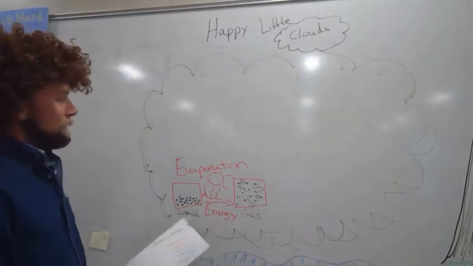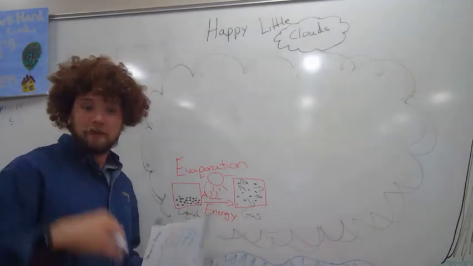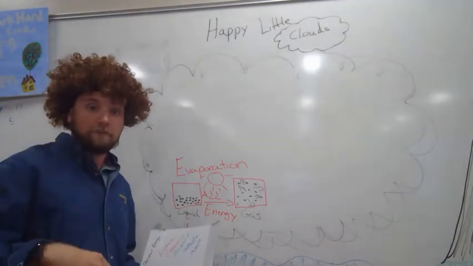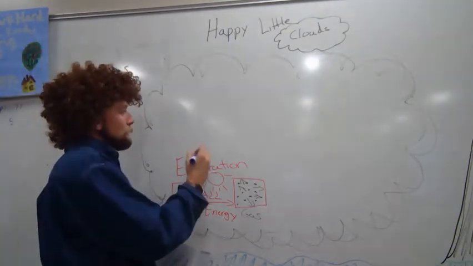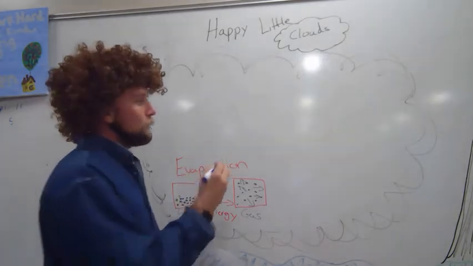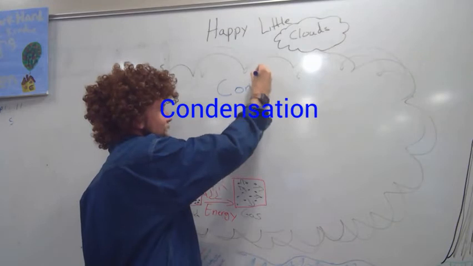Now as that evaporation goes up into the sky, it starts to cool off a bit, because as hot things rise up, they tend to cool off when they get to the top. And when it gets up to a certain point, it's going to cool off to the point where it's going to go through what's called condensation.